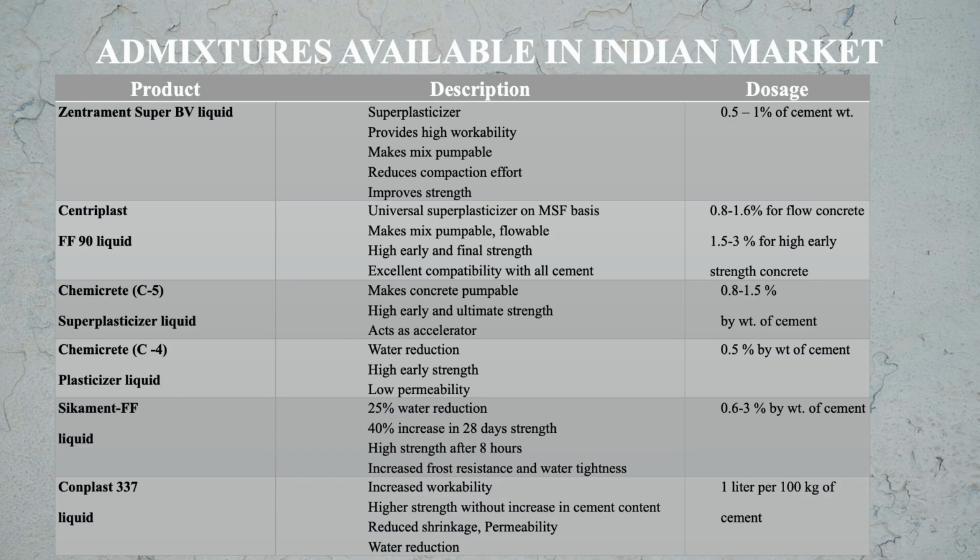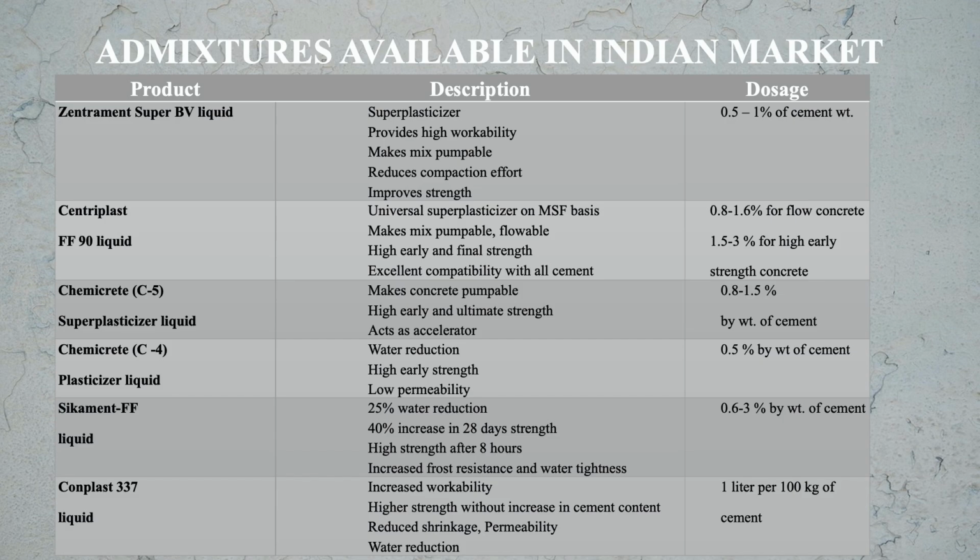Another product which is available is Centriplast FF90 liquid. Its dosage is 0.8 to 1.6% for flow concrete and 1.5 to 3% for high early strength concrete. Their characteristics are, they are universal super plasticizers, make the mix pumpable and flowable. They provide high early strength and final strength and show excellent compatibility with all cements.